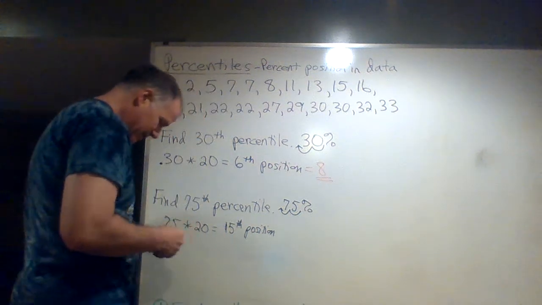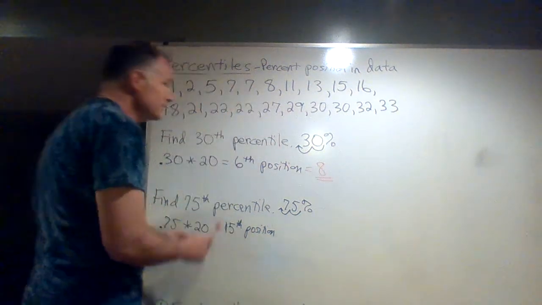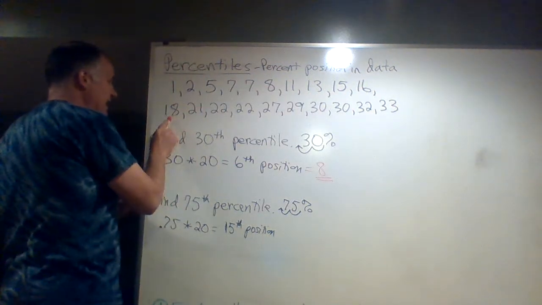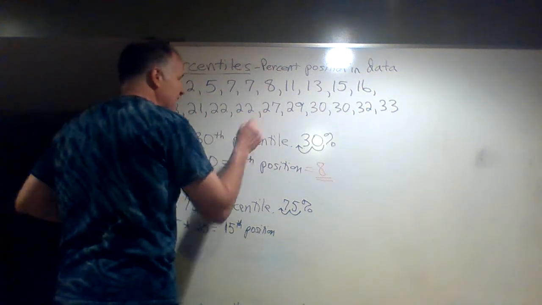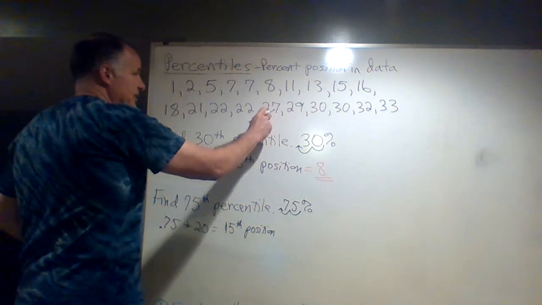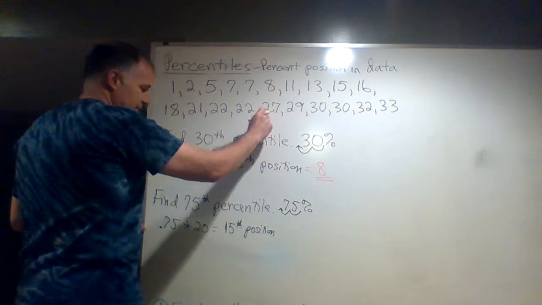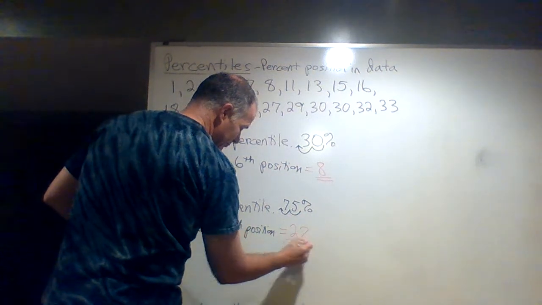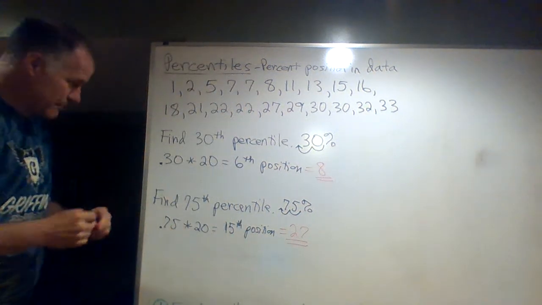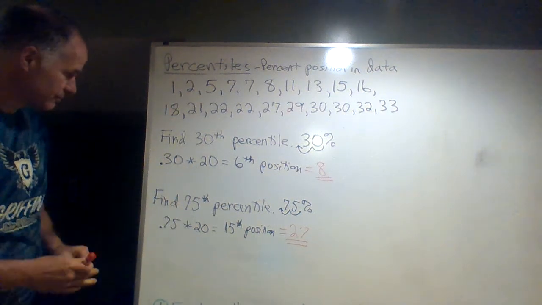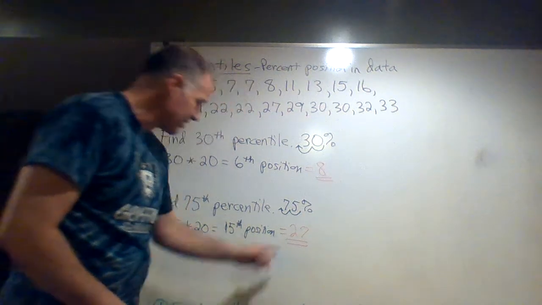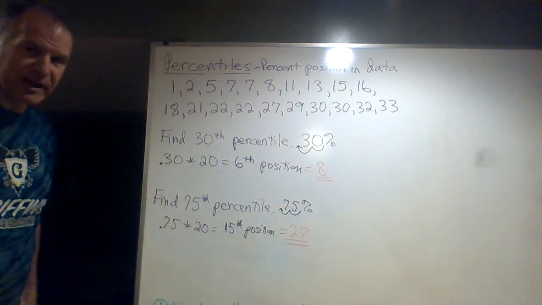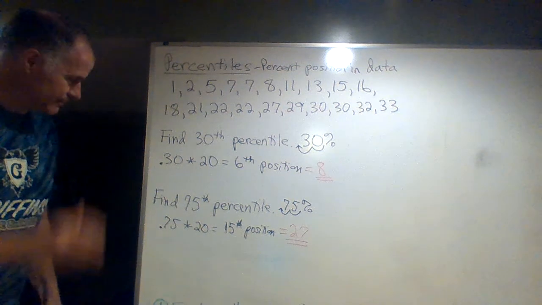So again, we're counting. If you remember, there's 10 on the top and 10 on the bottom. So that's 10, 11, 12, 13, 14, 15. Position 15 is 27. So the 15th position in this data is the number 27 right here. So there's our answer, 27.